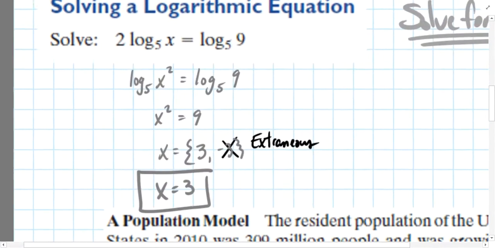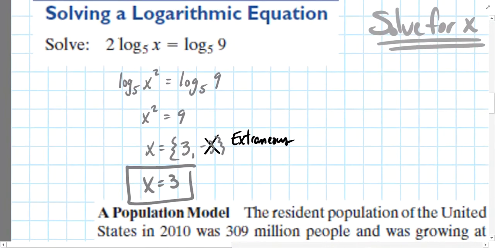And here we go. In this first example on the left, I used the power rule and I brought this exponent of 2 back in with x squared. So log base 5 of x squared equals log base 5 of 9. When the two logarithmic bases match, then I know the arguments match as well, and x squared must be equal to 9. If x squared was equal to 9, then x itself had to be either 3 or negative 3.